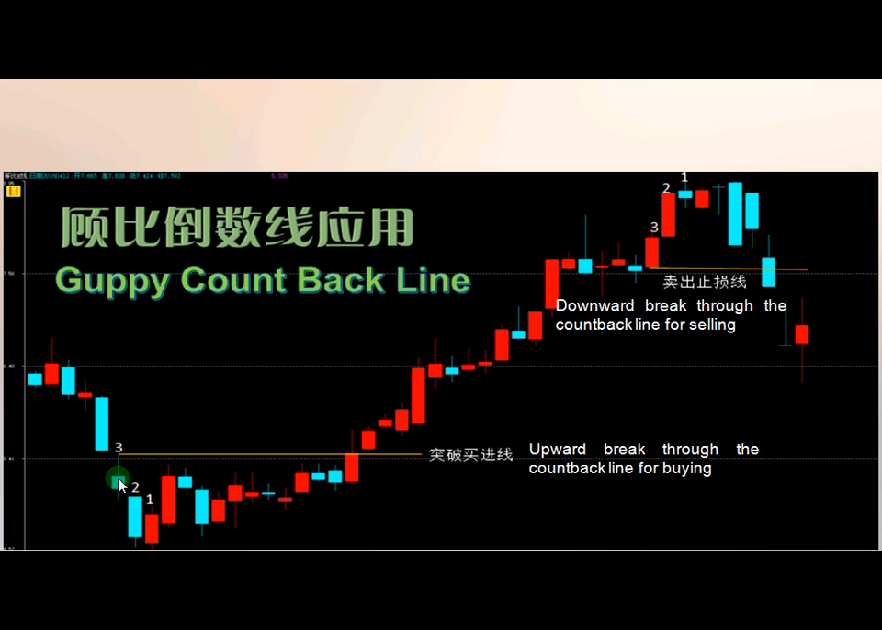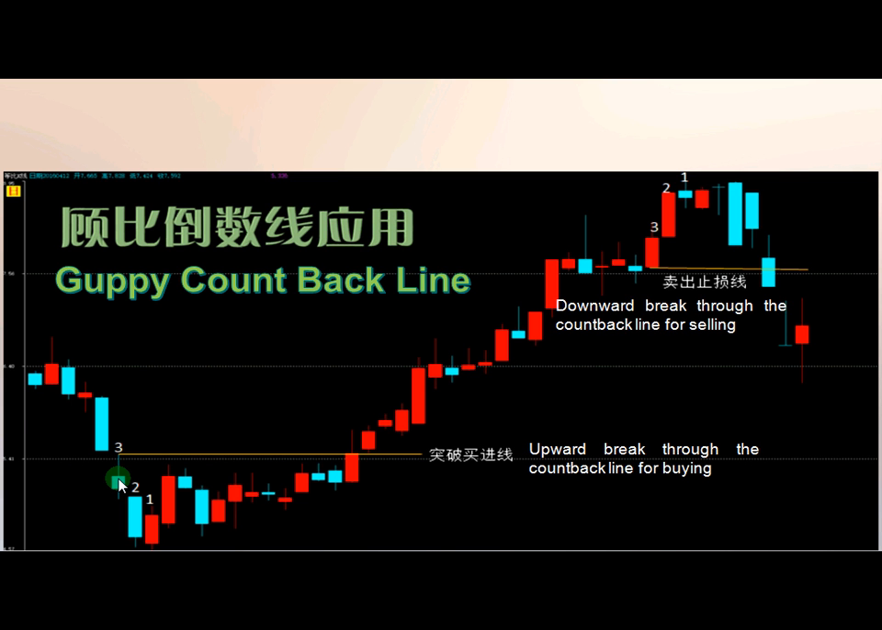Okay, so we see here. Let's first consider the third one first. We should see the low price. This one is higher than the previous one, right? So can we confirm that this is the one? No, this is not one. So this one is wrong, okay?